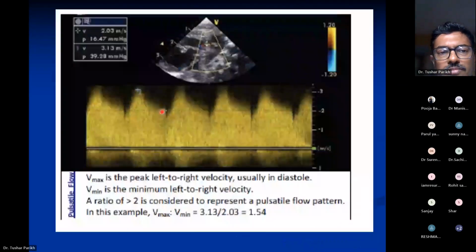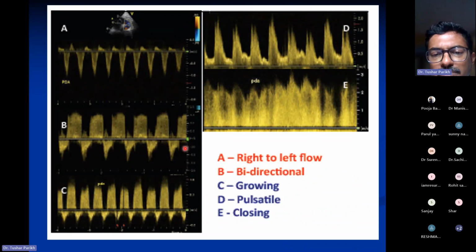So which PDAs do you treat? You treat a PDA which is in the growing or pulsatile pattern, along with the size of the PDA and amount of constriction. So how do you decide whether to treat a PDA in the first 72 hours? It depends upon the size of the PDA, the amount of constriction, and the flow pattern across the PDA. If it is a growing pattern or pulsatile pattern, you would treat it. If it is a closing pattern, you may not treat it. If there is any doubt, you wait for another 6 hours, see which way the pattern is moving, and based on that you can decide whether to treat or not.